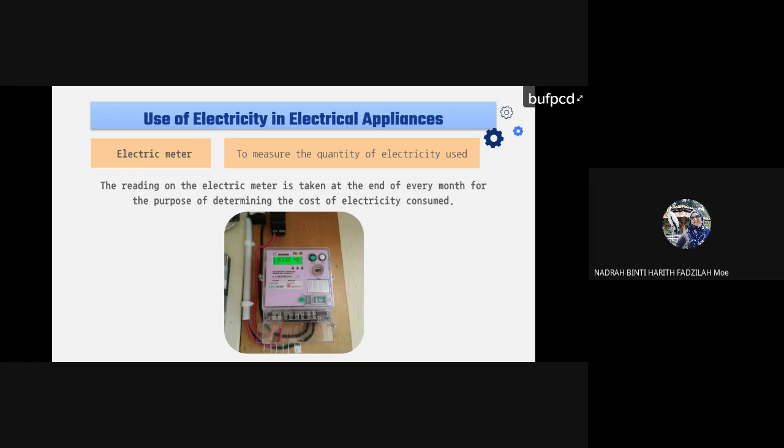So in order to find out the cost of electricity consumed, we have to understand the concept of power, current, and voltage. So in the next slide, I will give you the definition for each and how we connect the three terms together in one equation.